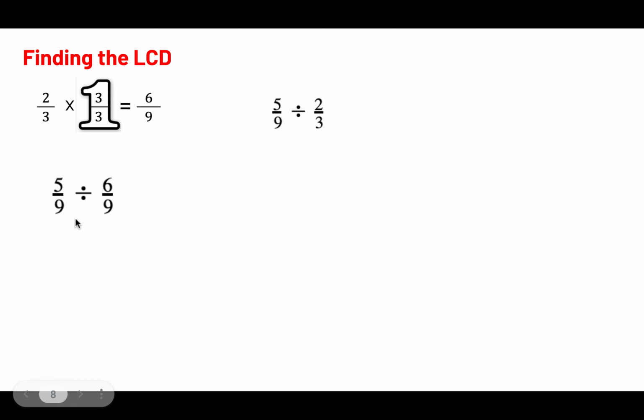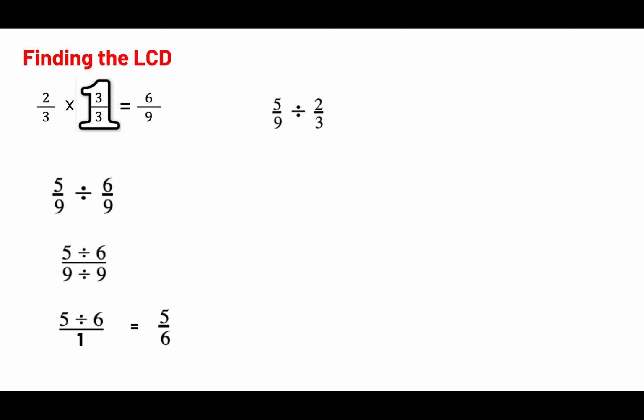So that means 2/3 is equivalent to 6/9. Now I can rewrite this as 5/9 divided by 6/9. They have the common denominator of 9. Now let's put our numerators and denominators together. So now I have 5 divided by 6 and 9 divided by 9. I can simplify 9 divided by 9 because it is 1, and anything divided by 1 is itself. Division is actually just fractions, so 5 divided by 6 is 5/6. That means 5/9 divided by 2/3 equals 5/6.